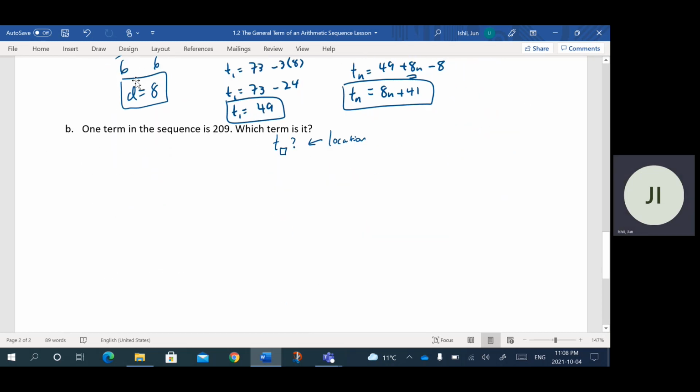Now, the other thing here is when you're asked to find, or when it says which term is it, again, you're asked to find the location. In other words, you want to solve for n. So what I'm going to do here is use the answer that we got in part A there. We're going to take the general term of the sequence here.